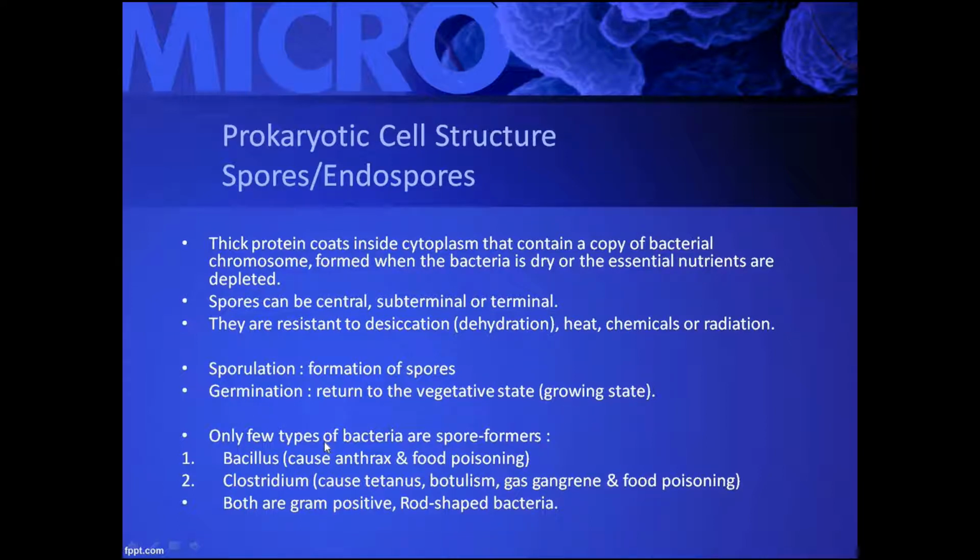As we said, only some types of bacteria are spore formers. These are two types, the Bacillus and the Clostridium. The Bacillus causes anthrax and food poisoning. The Clostridium causes tetanus, botulism, gas gangrene, and food poisoning. Both of these bacteria are gram-positive and rod-shaped bacteria.